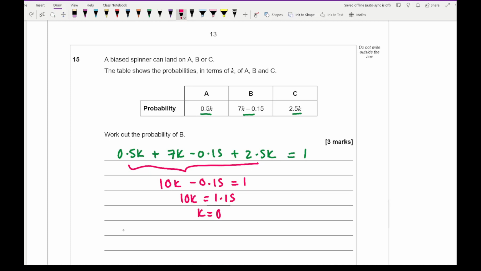0.15 divided by 10. I should know this already. Obviously, it's 1.15. So from this, what we can then do is work out, as the question says, the value of b, or the probability of b. So the probability of b is 7 times k, which is 0.115. Take away 0.15, and if I type that all into my calculator, I should end up with an answer of 6.55.